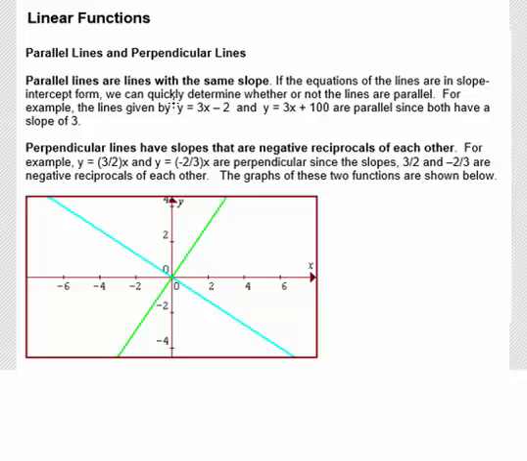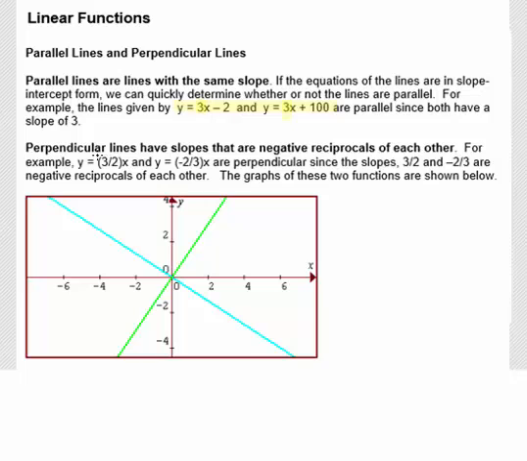Here's 2 examples. We have y equal 3x minus 2 and y equal 3x plus 100. These lines are parallel because both lines have a slope of 3. 3x minus 2 is slope 3. 3x plus 100 is slope 3.